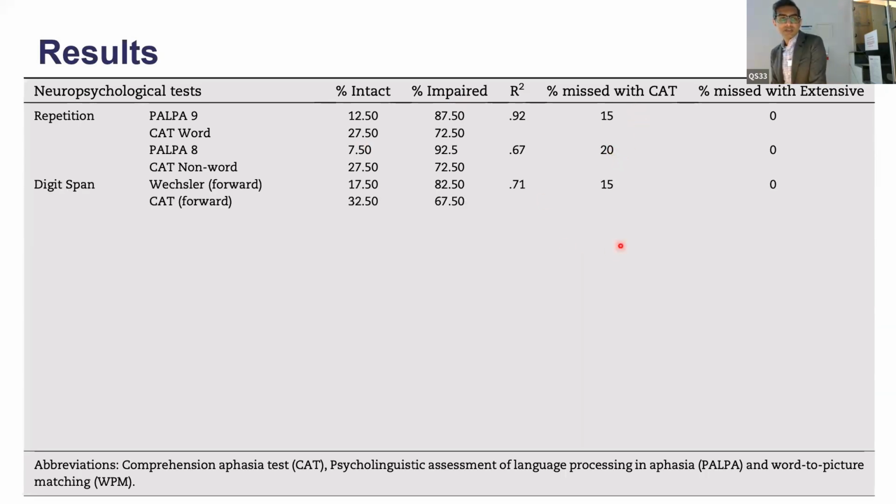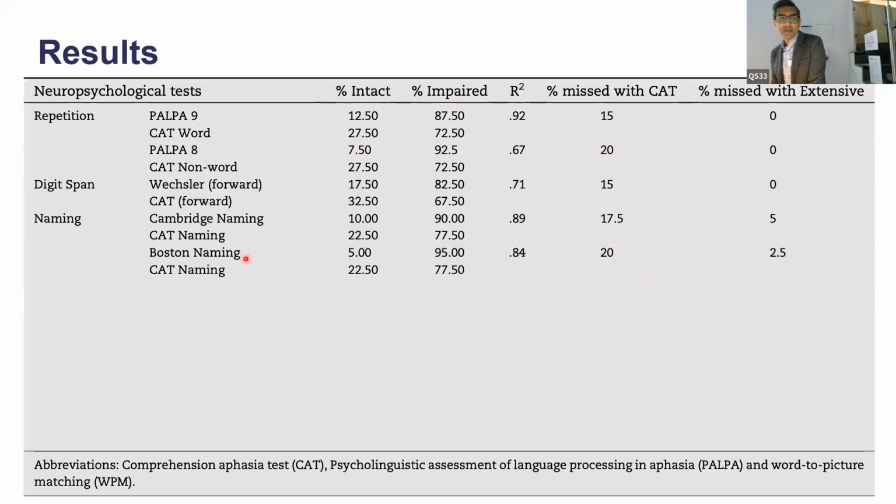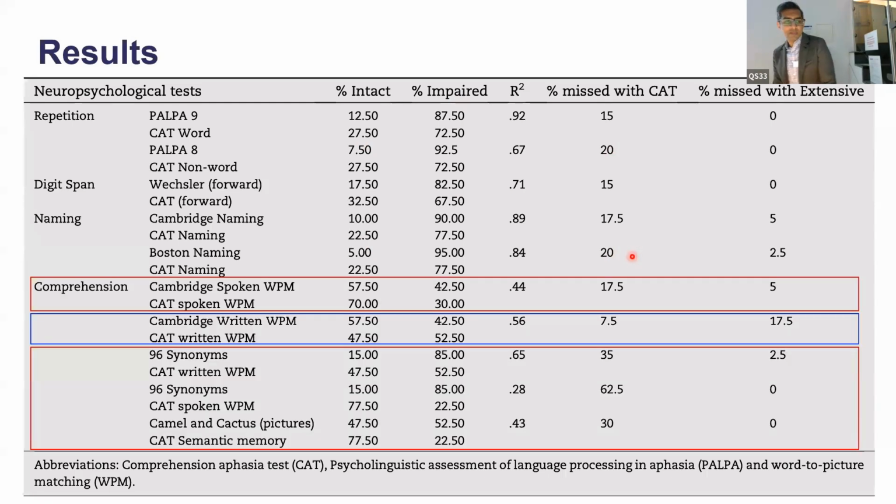The same for some digit span, but I'll move on to the language one. So here's naming. We took the Boston Naming Test. We have a Cambridge version as well. Again, it's around 20% of cases missed. It changes a little bit more for the comprehension. I've marked in red and blue. In blue, there was just one test where we found the opposite. But the striking one was synonym judgment, which is a very sensitive measure of semantic impairments. The CAT really suffered in this particular domain.